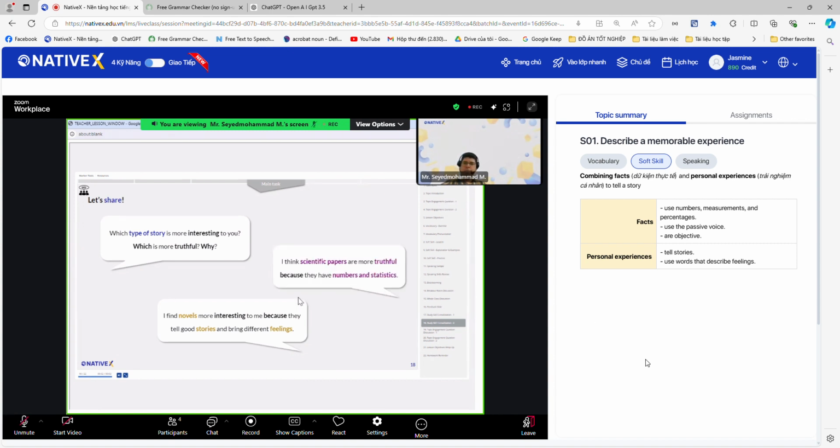And Miss Twin, could you please read this sample answer? I think scientific papers are more truthful because they have numbers and statistics. Okay, how about you? What do you think? Which is more truthful to you? I think newspaper are more truthful to me.